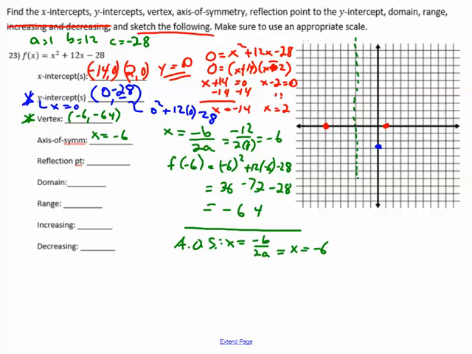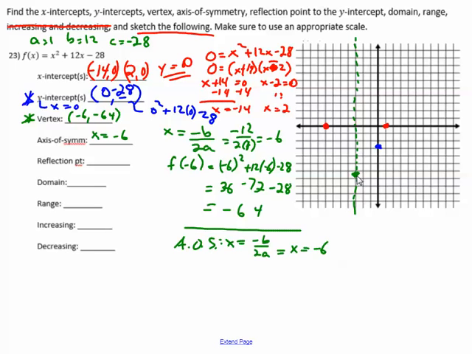Going up and down like that, right about there. And the vertex is at negative 6, right on that axis of symmetry. And negative 64, here's 10, 20, 30, 40, 50, 64, right about there. Not going to be perfect because we've got tick marks of 10 here. So there's about where my vertex is.